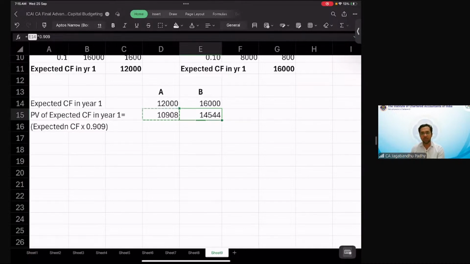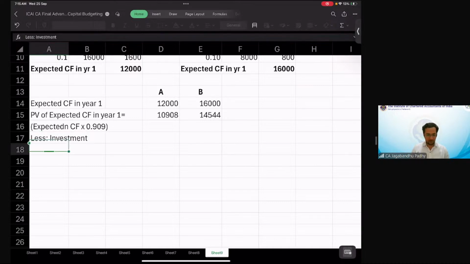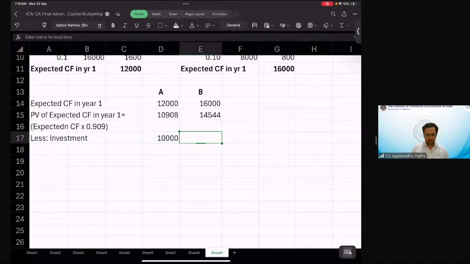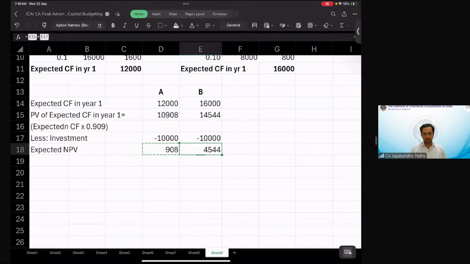Of course, this is a cash inflow, and we need to know the net present value. So if you want to see the net present value, you simply subtract the investment of 10,000, right? In both cases, the investment is 10,000. So we can say expected NPV is, in the first case, 908, and in the second case, 4544.